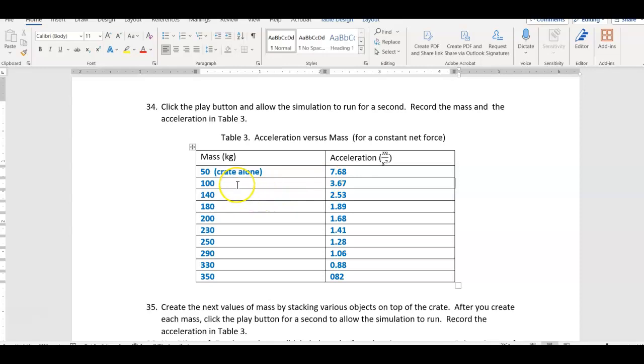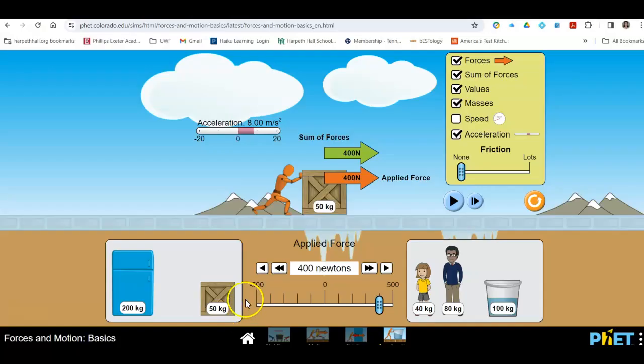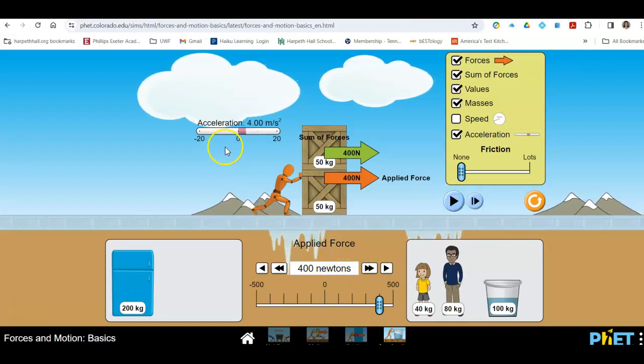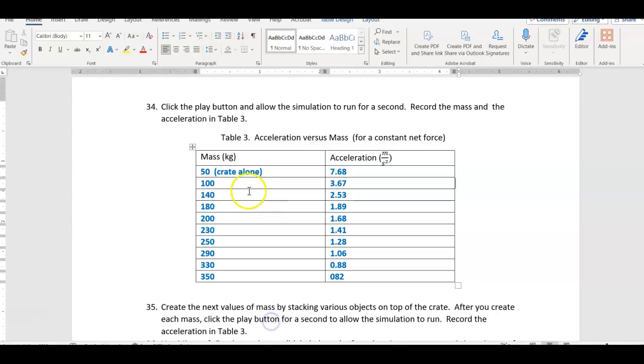So then I want to find combinations of masses. Next I want 100 kilograms, and for that I might want to just bring a second crate on top of the original crate. I'm leaving the applied force at 400 newtons all the time. I never change the applied force in this second experiment. I'm going to run it for a couple of seconds and pause. And with this combined mass of 100 kilograms, now my acceleration is only 4 meters per second squared. And so I would record that in my table.